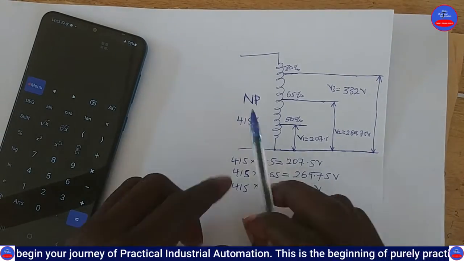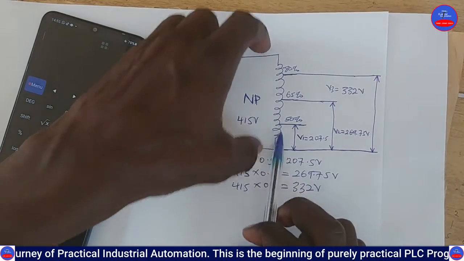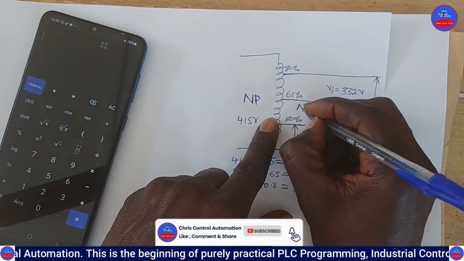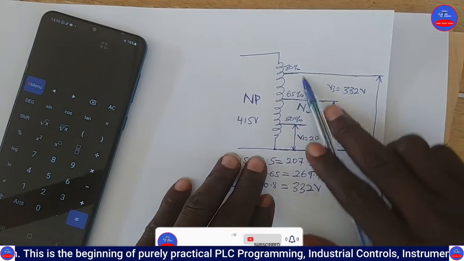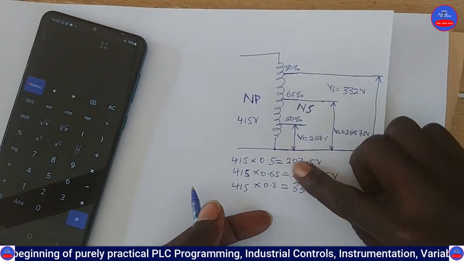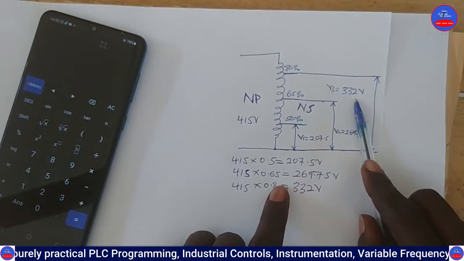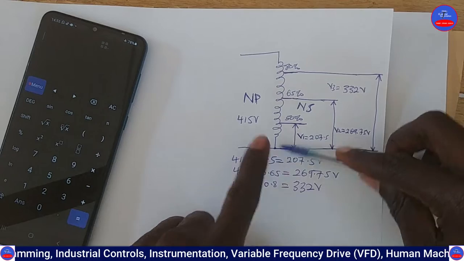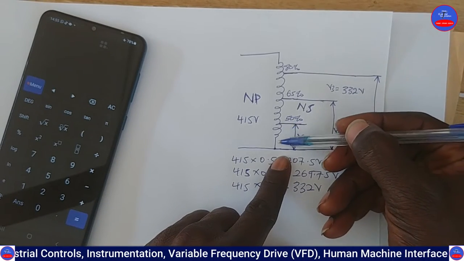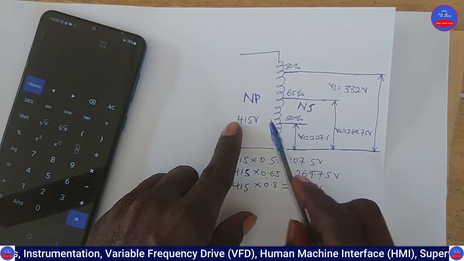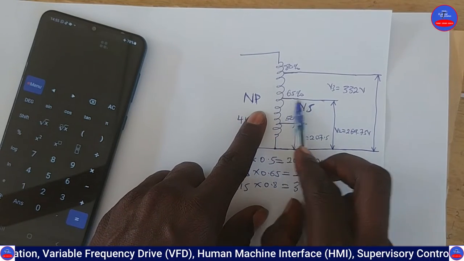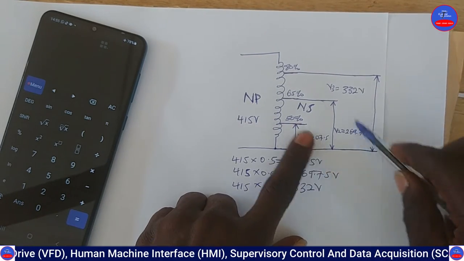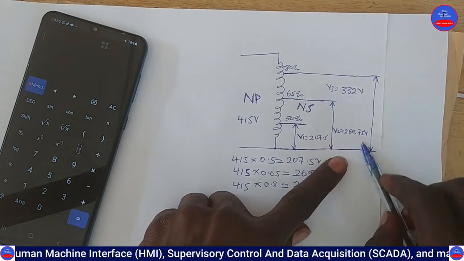When you supply 415 volts to the primary winding, we are going to get the NS, the secondary windings, at these percentages, and their corresponding voltages are these ones. 50% of 415 will give us this based on the tapping, because it is small, just a few windings. Then 65% will give us 269 volts, from here and here. 80% will give us 332 volts.